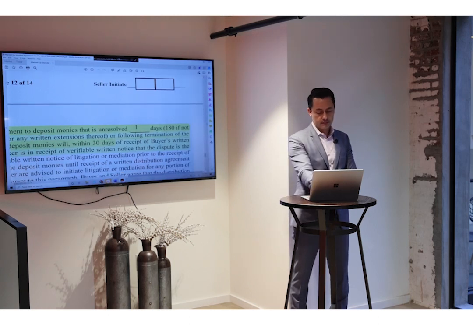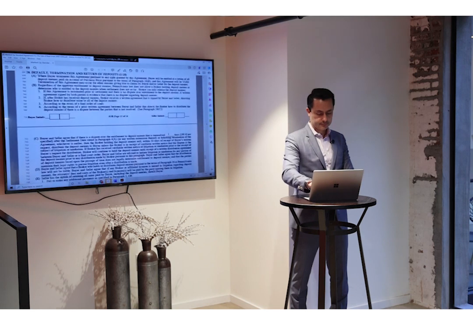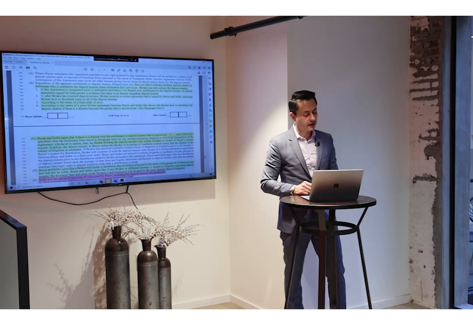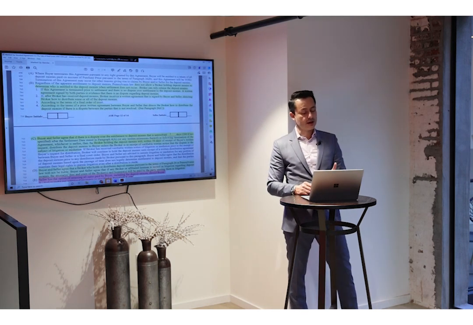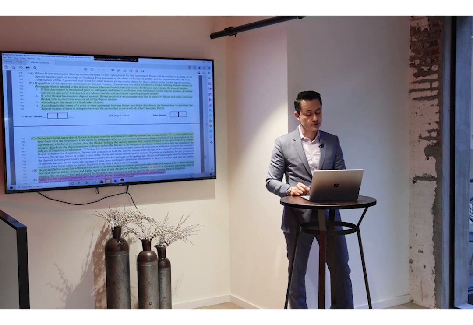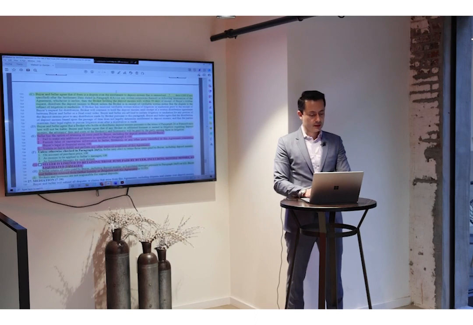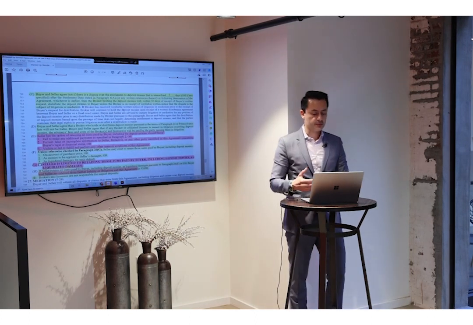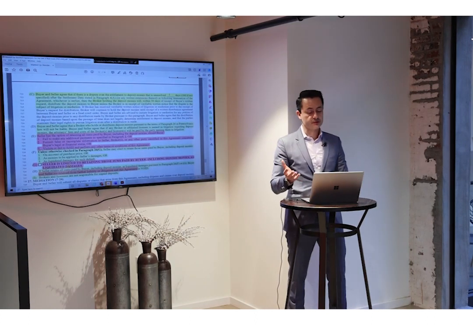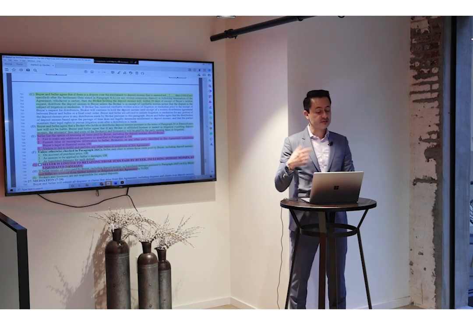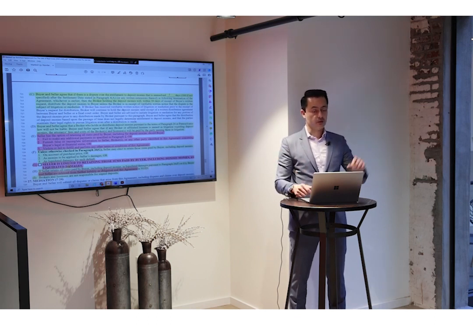Buyer and seller agree that if there is a dispute over the entitlement to deposit monies that is unresolved, 1 day after the settlement date is stated in paragraph 4A. So it says, buyer and seller agree that if there is a dispute over the entitlement to deposit monies that is unresolved, 1 day after the settlement date is stated in paragraph 4A. So February 28th. So 1 day, that means the 1st of March.